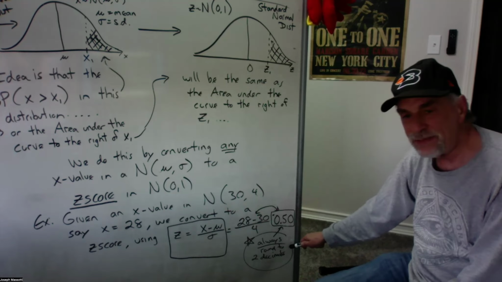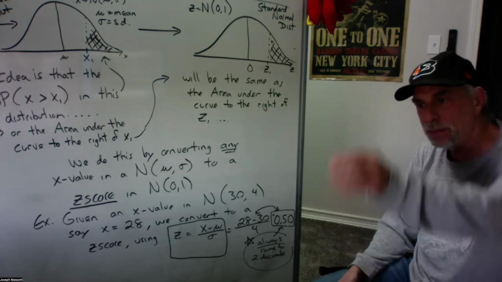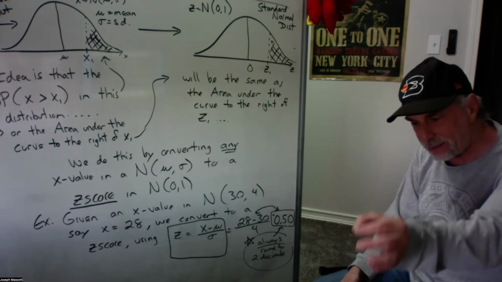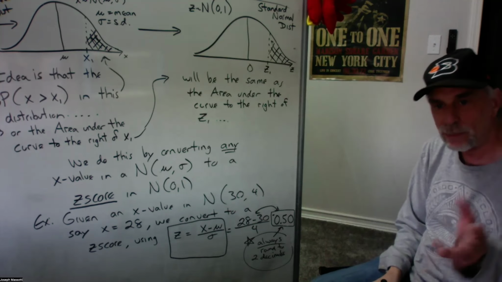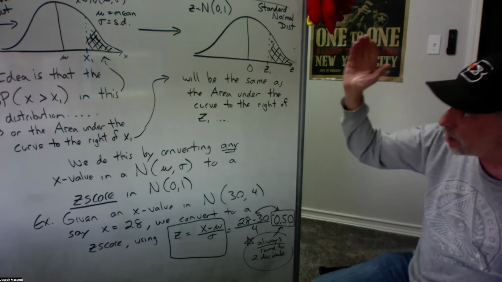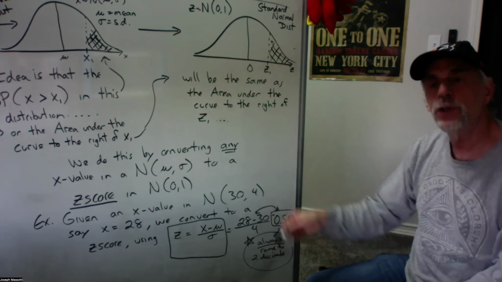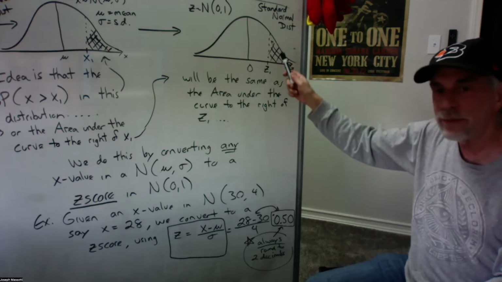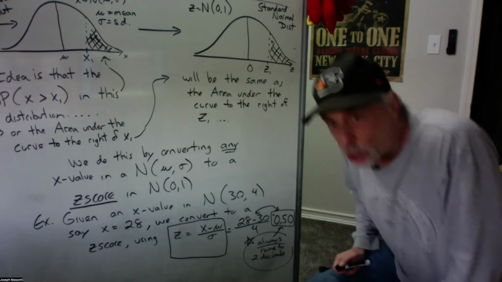And always round the z value to 2 decimals because that's the way the table is set up. Remember, the z to the 10th is in the left-hand column, and then the 100th digit is across the top. We'll look at that table in a minute. But that's the idea. We want to convert any probability question involving any normal distribution to a probability question involving the standard normal distribution so that we can look up that number in our tables.